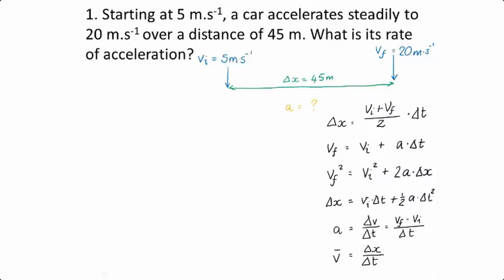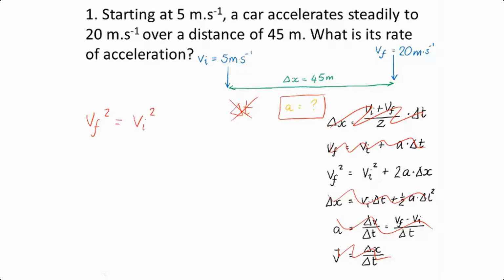The first one is the required value has to be in the equation, otherwise how are we going to solve for it? So that eliminates this equation as well as that one. The next thing is that any information we have not been given must not be in the equation. So we have not been given delta t here, the time interval. So we mustn't have an equation which has delta t in. So this equation is no good to us, and this one, and this one. So now we can see there is only one left. V final squared is equal to V initial squared plus 2a delta x.